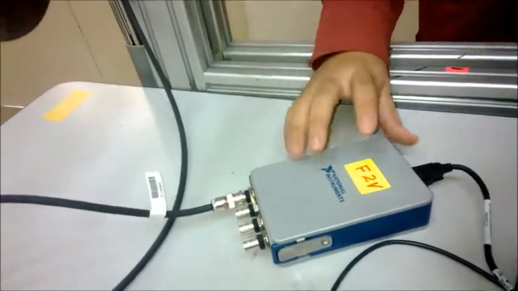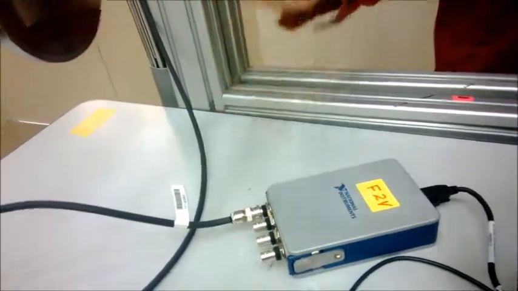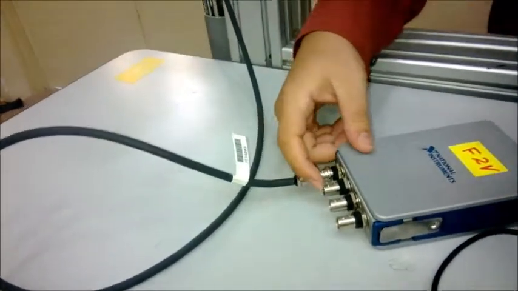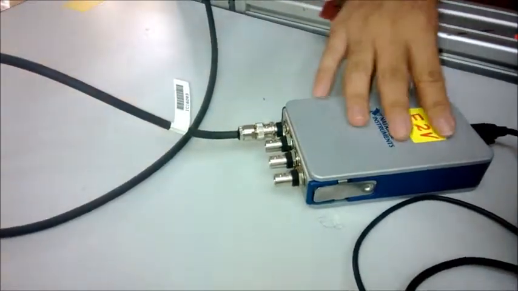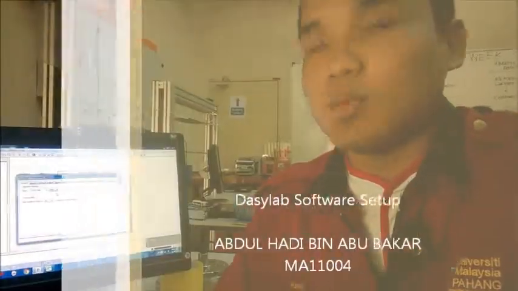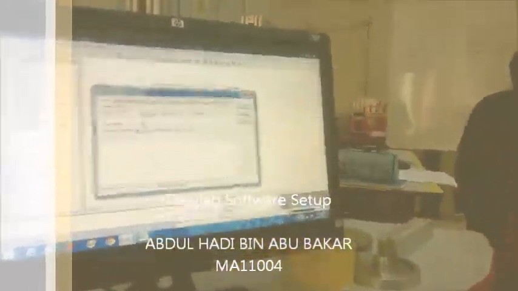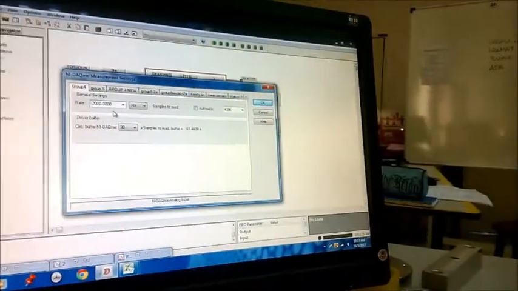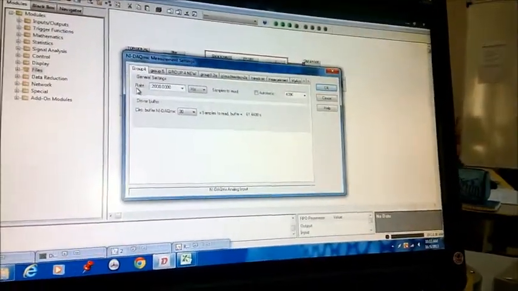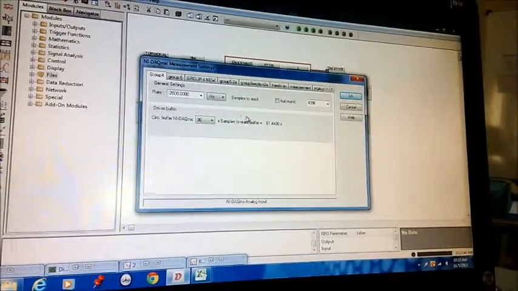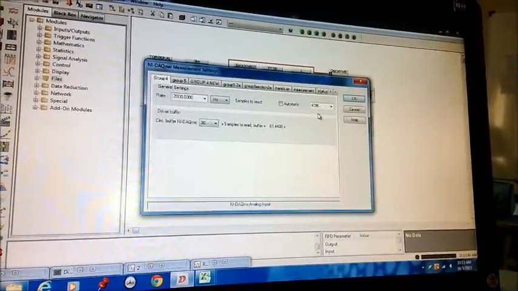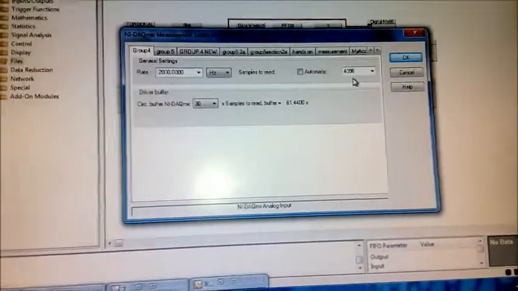This is the data acquisition. We plug the sensor into slot 0 of the 4 slots, and we connect it to the PC. Now I will explain about the DASYLab. First we need to set the sampling rate and the block size. For our project we set 2000 samples per second and 4096 samples for the block size.